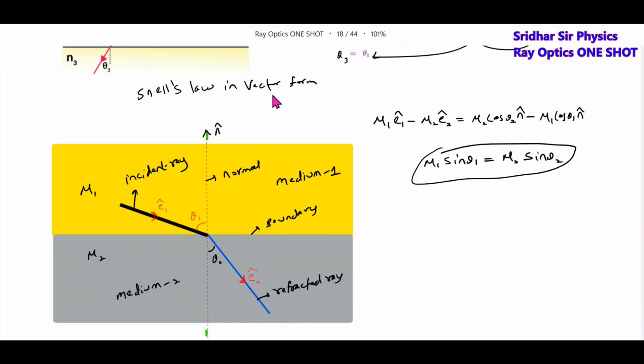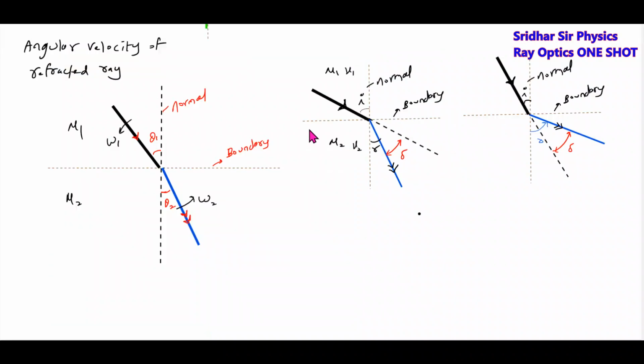Then Snell's law in the vector form is given by mu1 E1 cap minus mu2 E2 cap equal to (mu2 cos theta 2 minus mu1 cos theta 1) n cap. N cap is the unit vector directed along the normal, E1 cap is the unit vector along the incident ray, and E2 cap is the unit vector along the refracted ray. Then mu1 sin theta 1 equals mu2 sin theta 2. If the vector form is there, you can remember this one. Very useful for you.